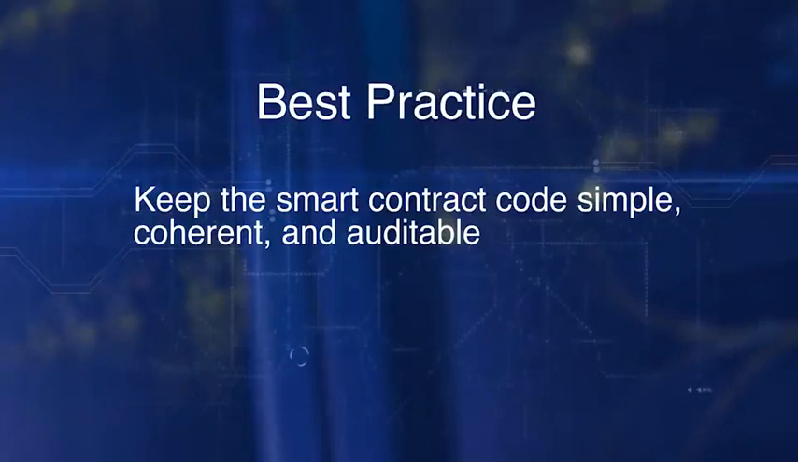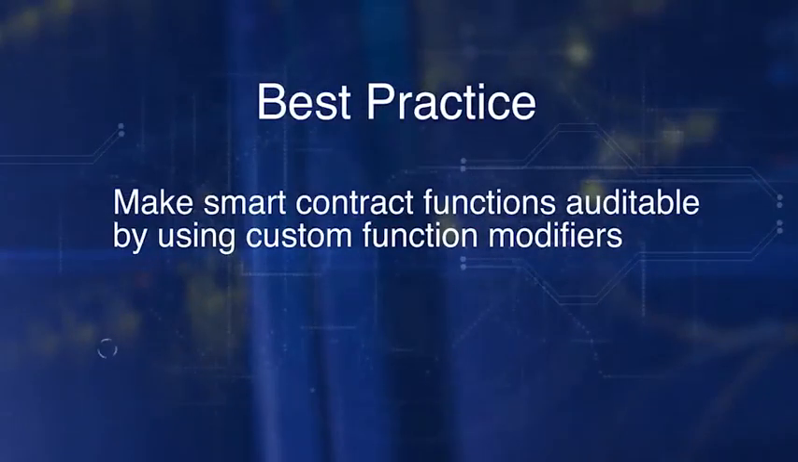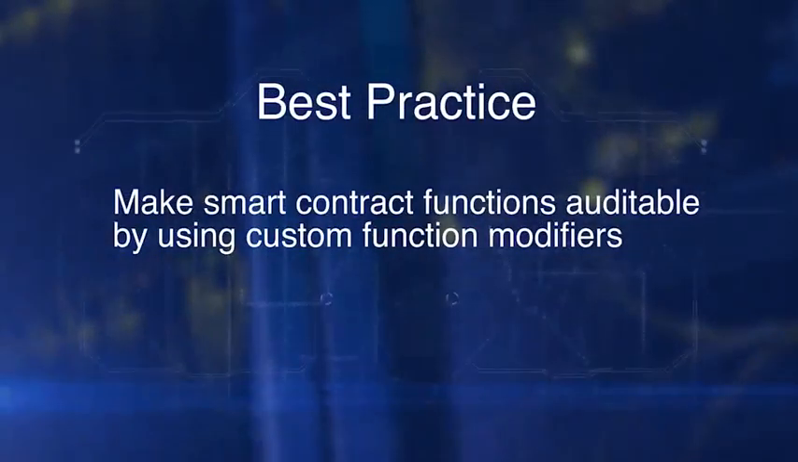Keep the smart contract code simple, coherent, and auditable. Let it solve a single problem well to avoid design and coding errors. In other words, let the state variables and the functions specified in a smart contract be addressing a single problem. Do not include redundant data or unrelated functions. Make the smart contract functions auditable by using custom function modifiers instead of inline if-else code for checking pre- and post-conditions for a function execution.